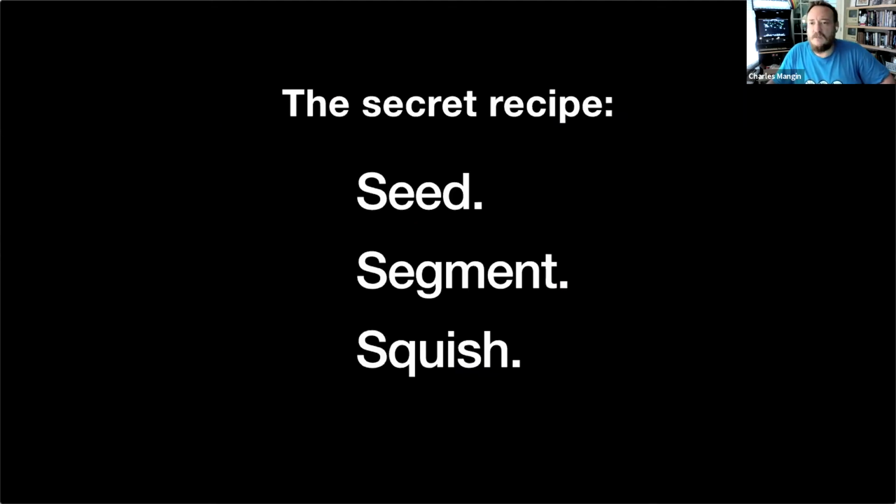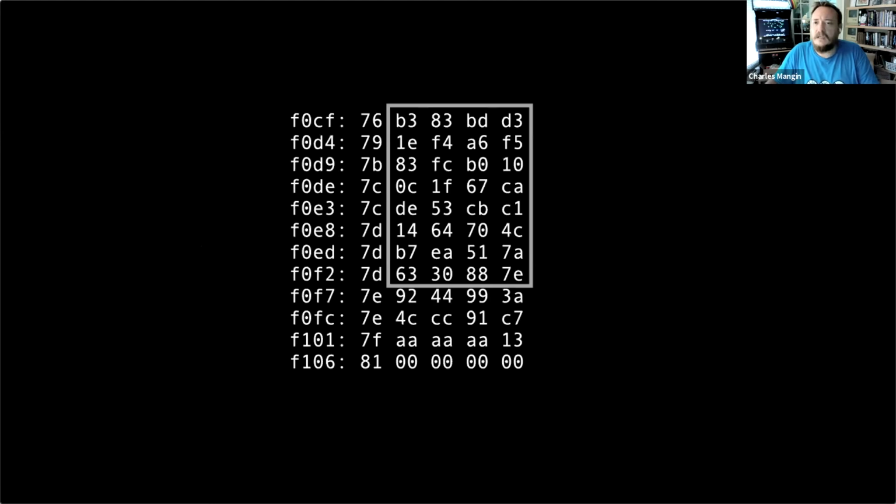So here is the secret recipe of SG32: seed, a segment, and a squish. So we will start with a seed, as every good hash must have. We generate the seed from these bytes in the AppleSoft ROM space, which are a handy set of polynomial constants. They start at address F0CF. There are 10 of them, 5 bytes each. I use the first 8.